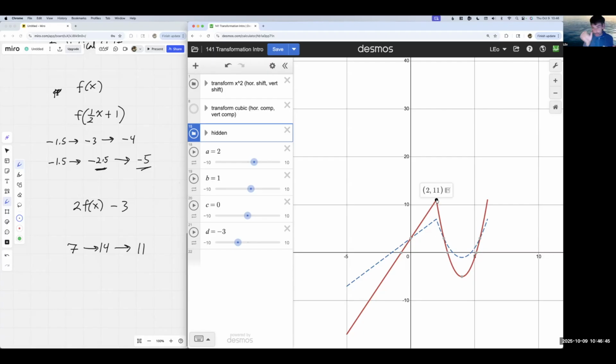Inside the function, operations on the input do the opposite. We go reverse order of operations when we're doing more than one transformation, and so bigger numbers make things smaller, and smaller numbers make things bigger. Positive numbers move us in the negative direction. Negative numbers move us in the positive direction. So once we just get this idea that inside is reversed, it all kind of starts to make sense, right?